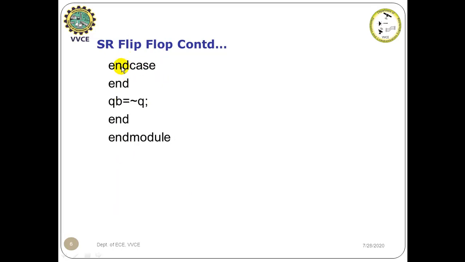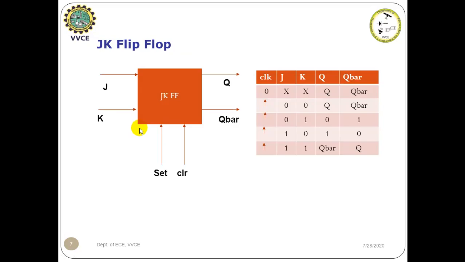After this I am ending the case. I am writing a Q bar statement after the end. Since my objective is to obtain only the output variable Q, QB will always be a negation of Q as per the standard truth table. I am writing it outside the end case. I am ending the module.